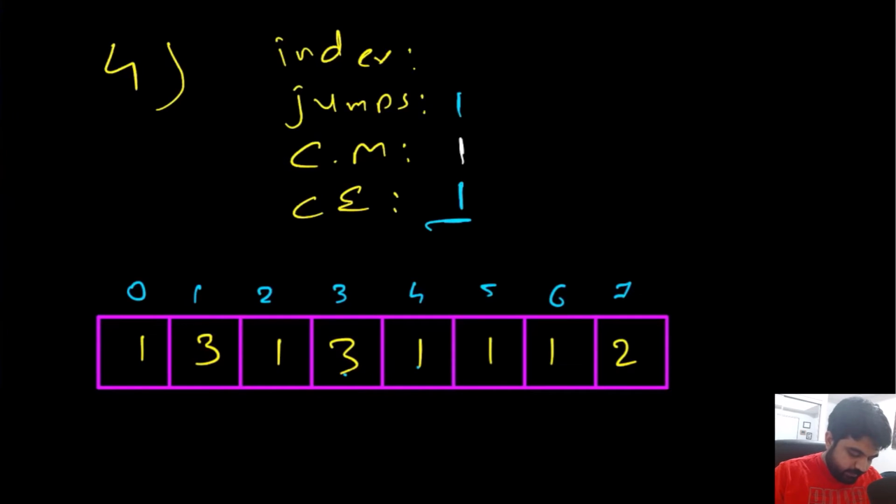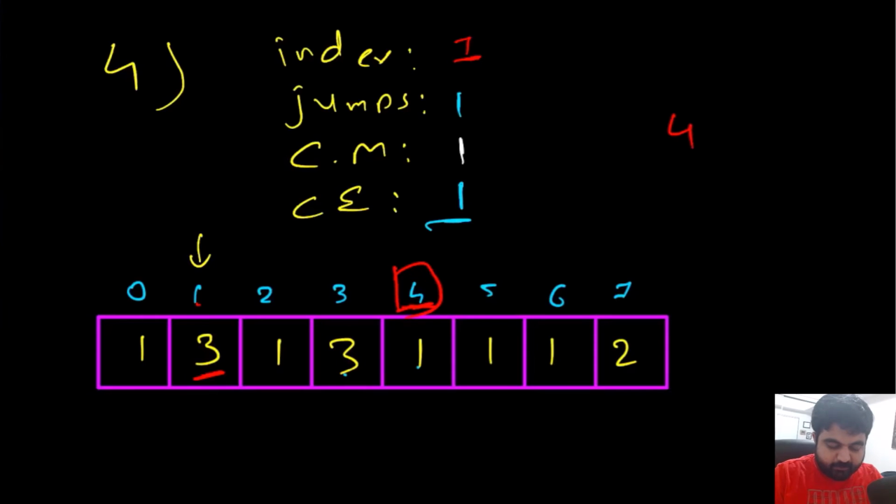So now we are at index position number 1, so we will update our index value. Our current index value is 1. Now at this position, what is the maximum it can travel? It can travel a maximum of 3 points. So that is 1 plus 3, which is 4. So now 4 is the current maximum we can achieve.